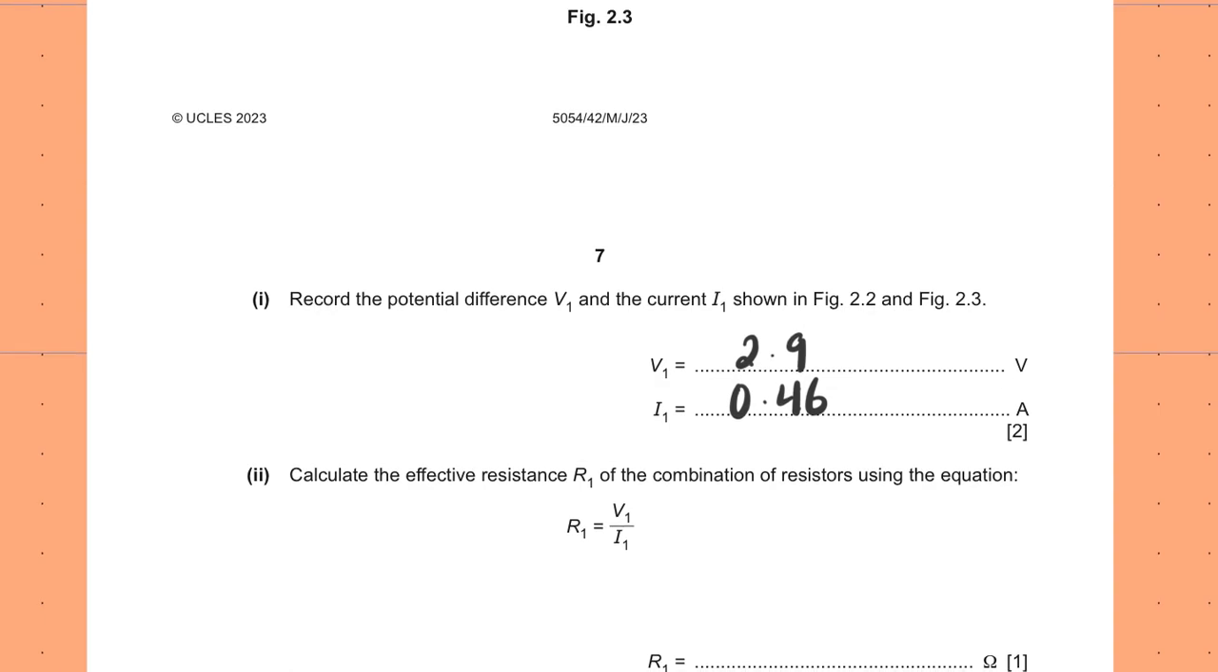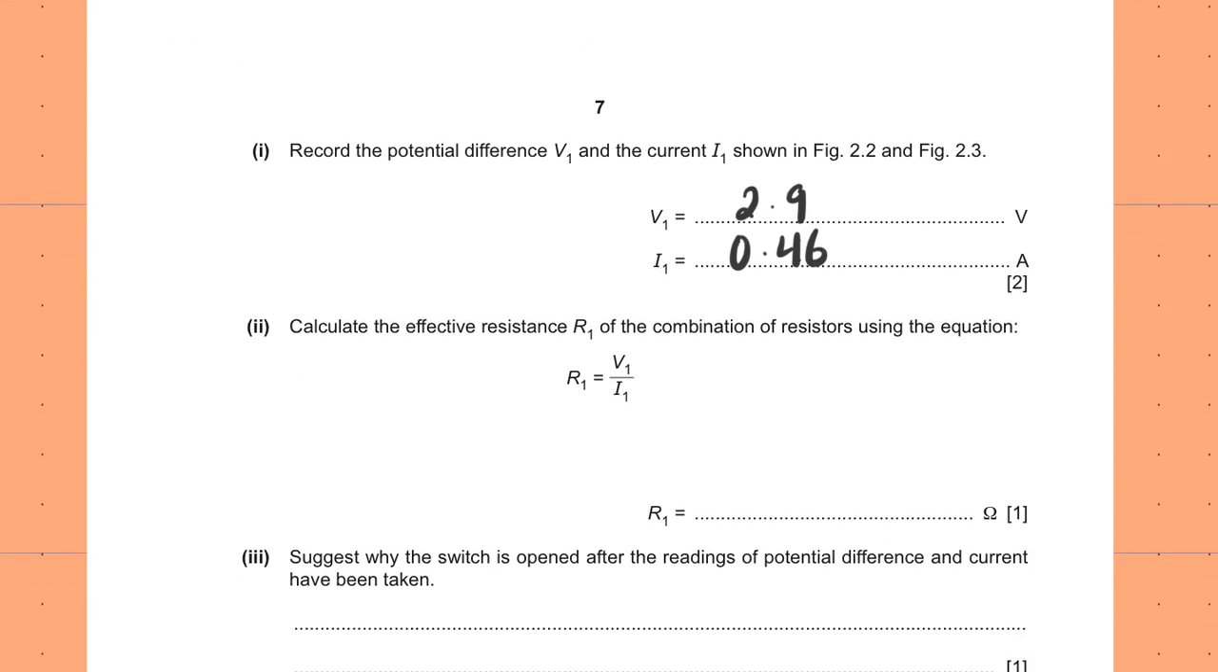Now let's go on. Calculate the effective resistance of the combination of the resistors using the equation V1 over I1. So 2.9 over 0.46 turns out to be 6.304347. So we can give this as 6.3, or you can also give it to one more SF, because these two are 2 SF each.